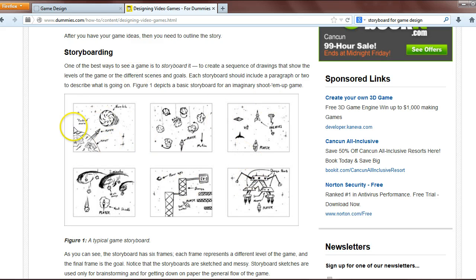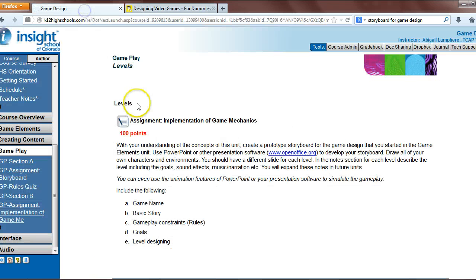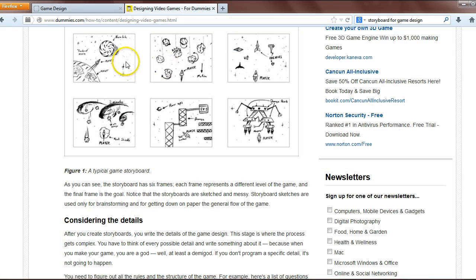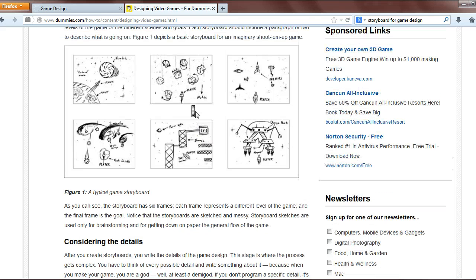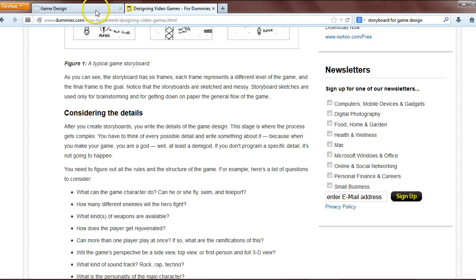I would say hopefully a good number would be about 6 different images, explaining the different aspects of your game. Okay, so including all this information regarding the name, the story, what are some of the constraints and goals, the level design, and then include about 6 little mini sketches of all of those things. So yes, you do need to include sketches when you're creating the storyboard for your own game design.